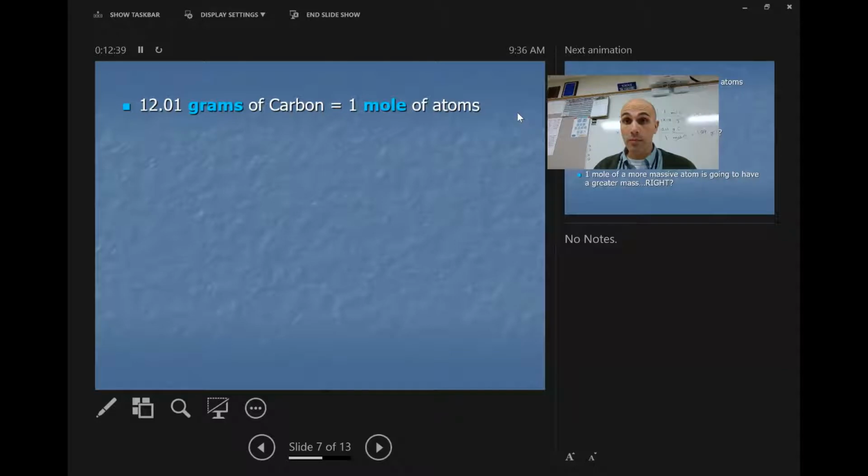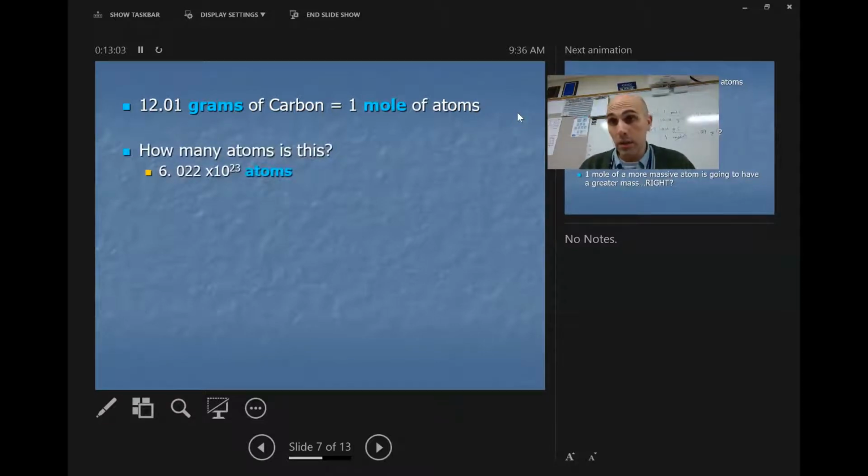Well, that 12.01, as you can see on the PowerPoint, is the amount of grams in 1 mole of carbon, okay? In fact, if I were to ask you what is the mass of any element in 1 mole, you just look to the periodic table and you get the mass, the average atomic mass, right off the periodic table.